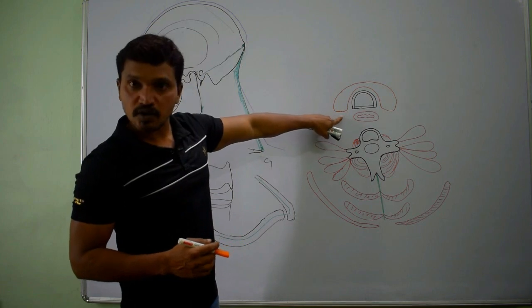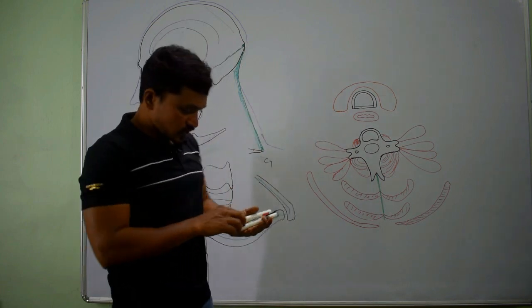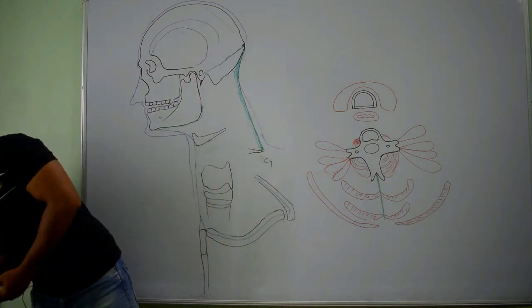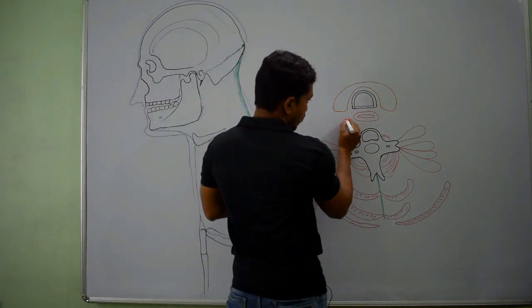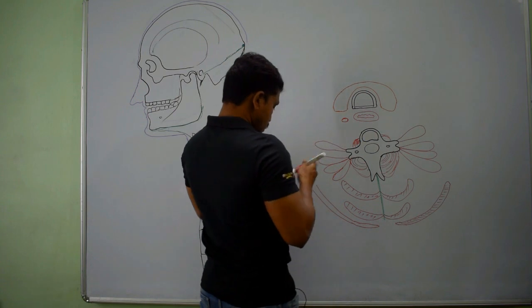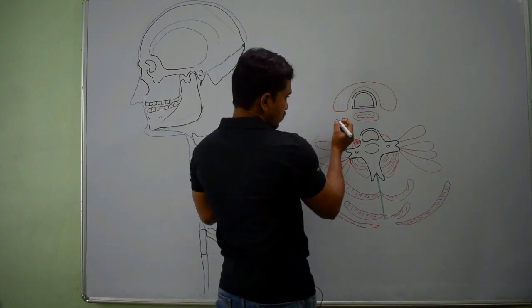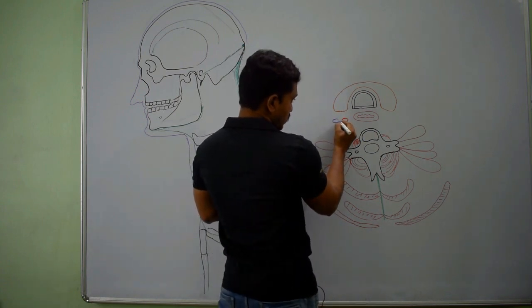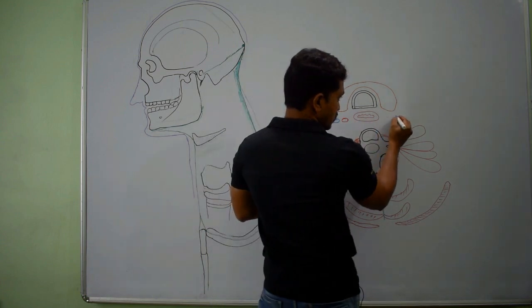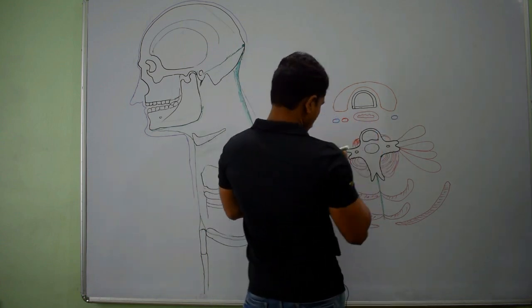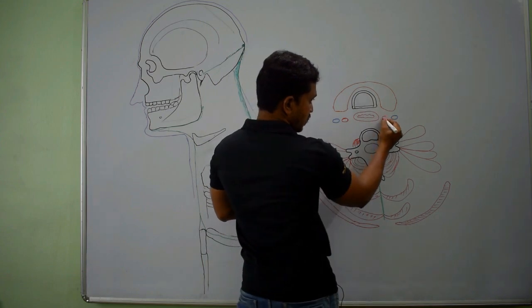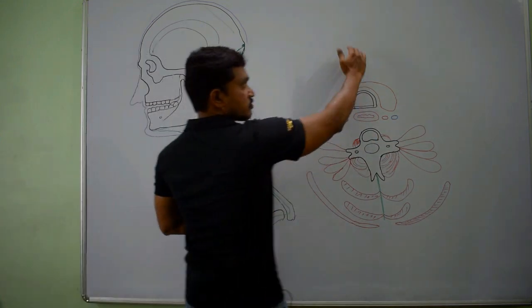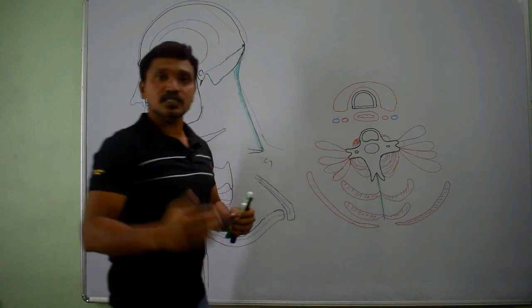Behind the lobe of the thyroid gland, what structures you can see? You must be aware of it. You have to tell me what are the structures. Here is artery, internal carotid artery, and here is vein, internal jugular vein. Here also internal jugular vein, and here also you can see the internal carotid artery. Then in front you can see some muscles, some ribbon muscles.